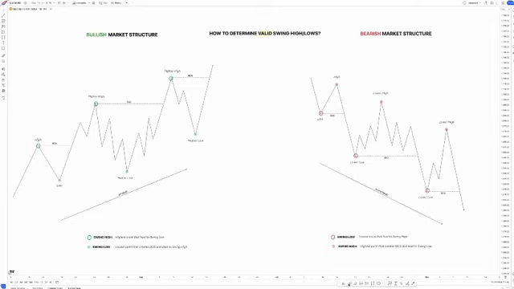Now, why is it so important for you to actually understand these valid swing highs and swing lows? Because more often than not, I found that most traders, when they're just starting out, end up marking the wrong swing lows and the wrong swing highs. Instead of marking this low right here, they think that this is the swing low. And if you mark this as a swing low, it's invalid.